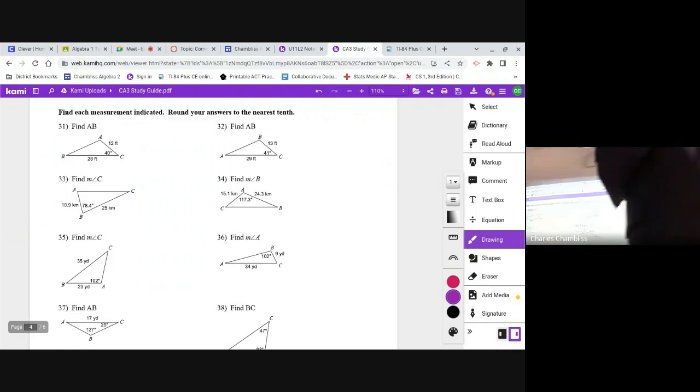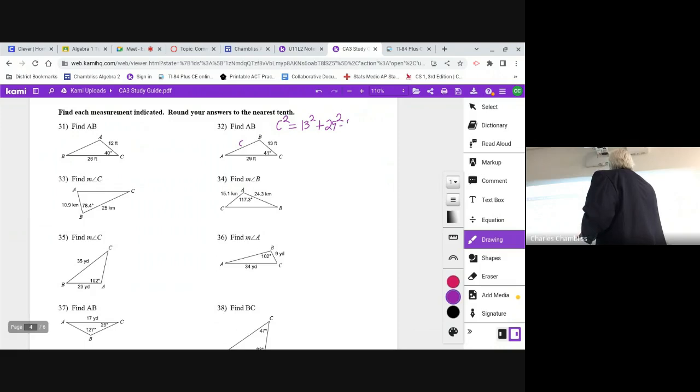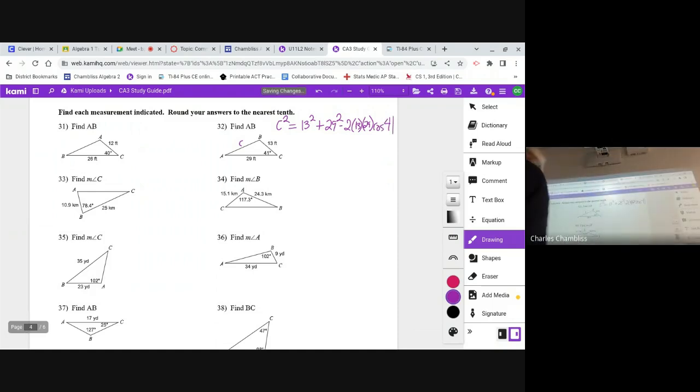So here I'm looking for AB. Well, that's little c, really. So what I'm going to use is law of cosines, c squared equals 13 squared plus 29 squared minus 2 times 13 times 29 cosine 41. Evaluate it, and take the square root. Remember to take the square root.